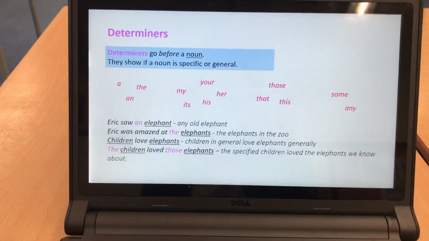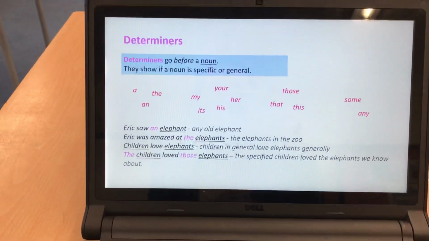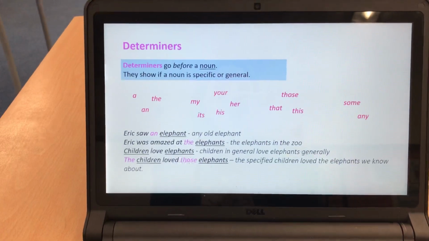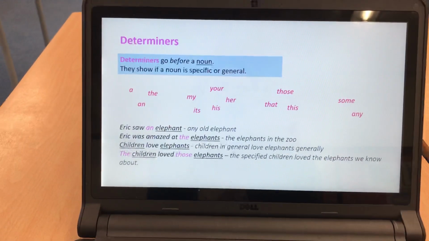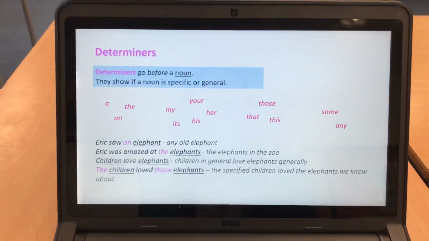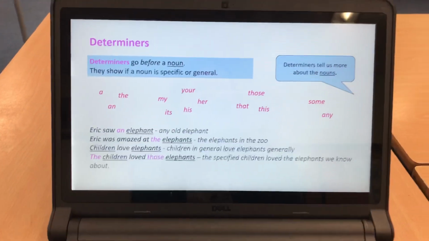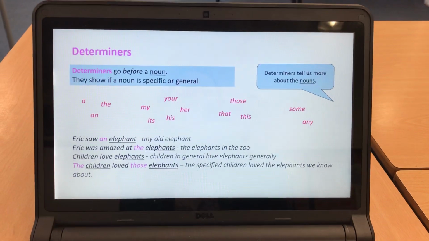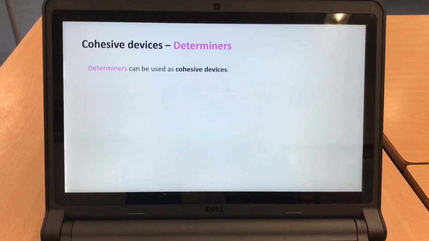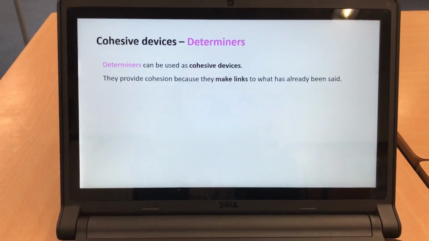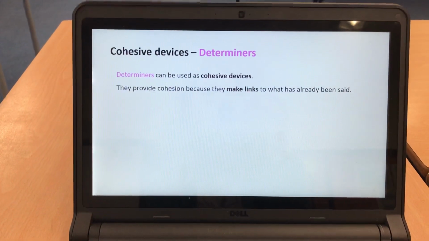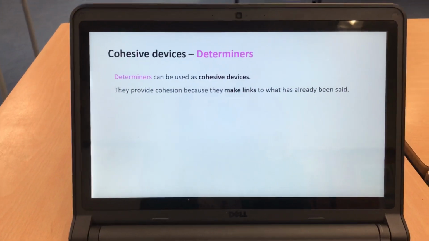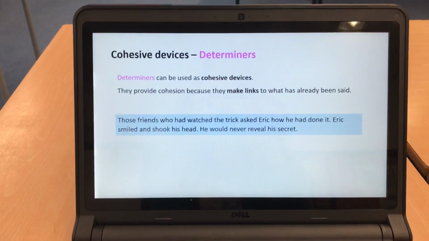The children loved those elephants. The and those indicate that it's more specific. Okay, that's a specific group of children who love a specific group of elephants. So determiners help us to know more about the noun. Let's have a look at how they can be used as cohesive devices. Just like pronouns, they add cohesion because they make links to what has already been said.